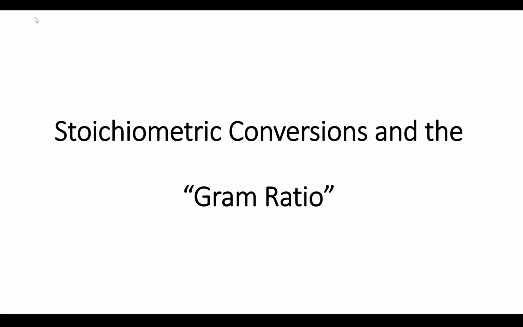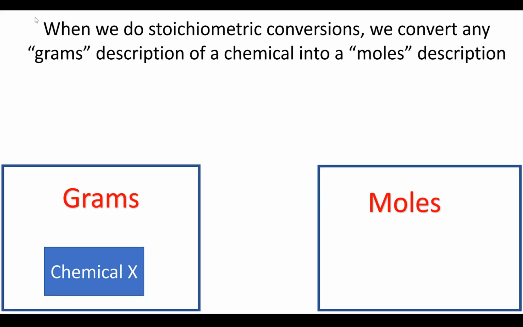So when learning about stoichiometric conversions for the first time, many students try to do something in one step, and their teacher will tell them to do it in 3 steps. They'll try to directly turn grams of a chemical into grams of another chemical without converting into moles. And this is going to be a video about that process, stoichiometric conversions and the gram ratio.